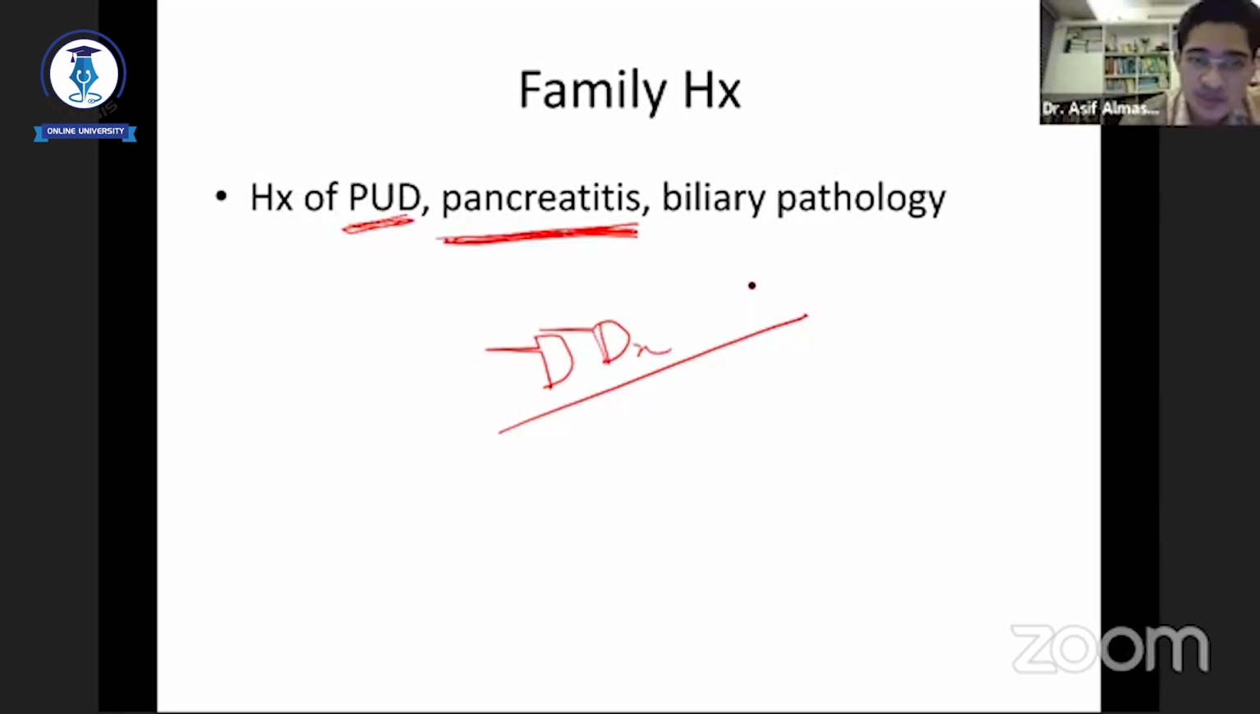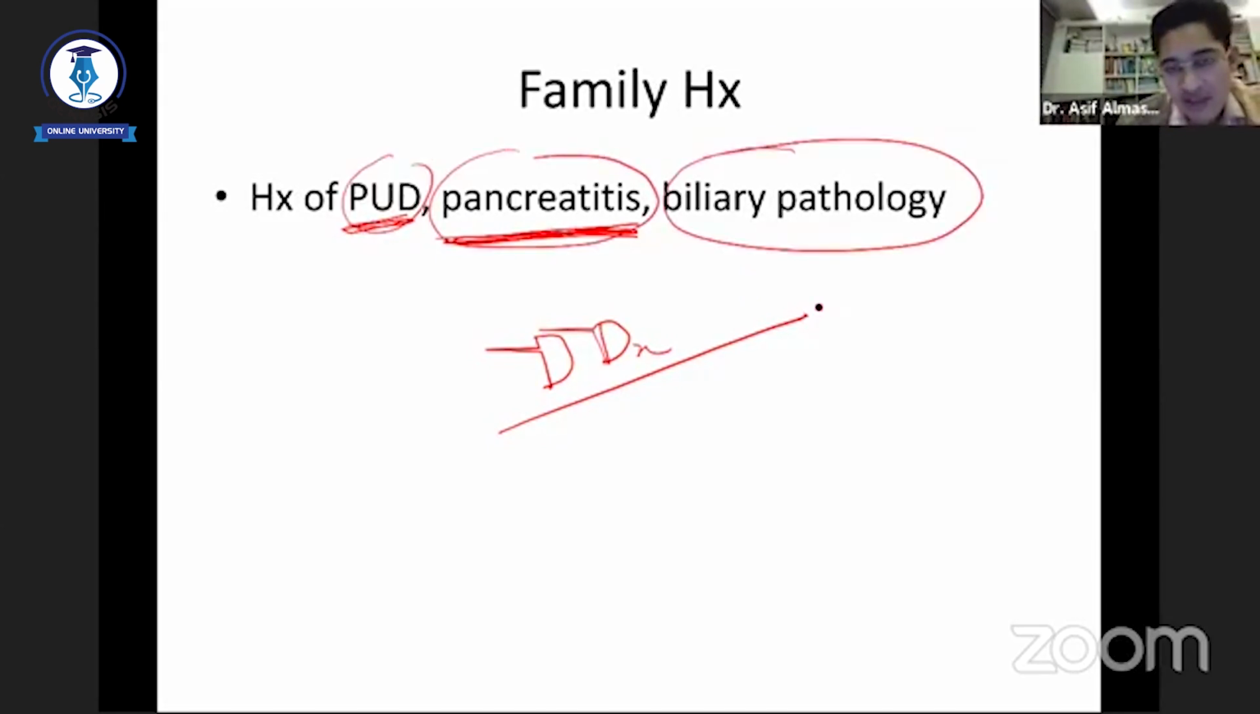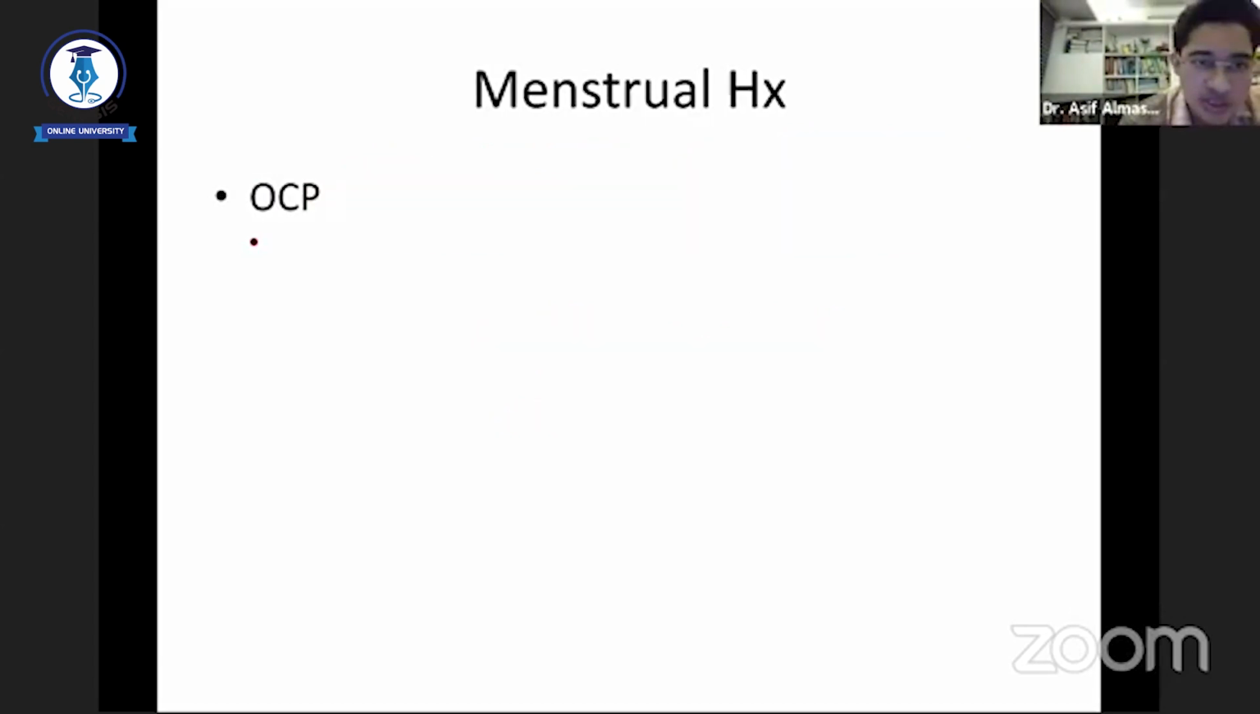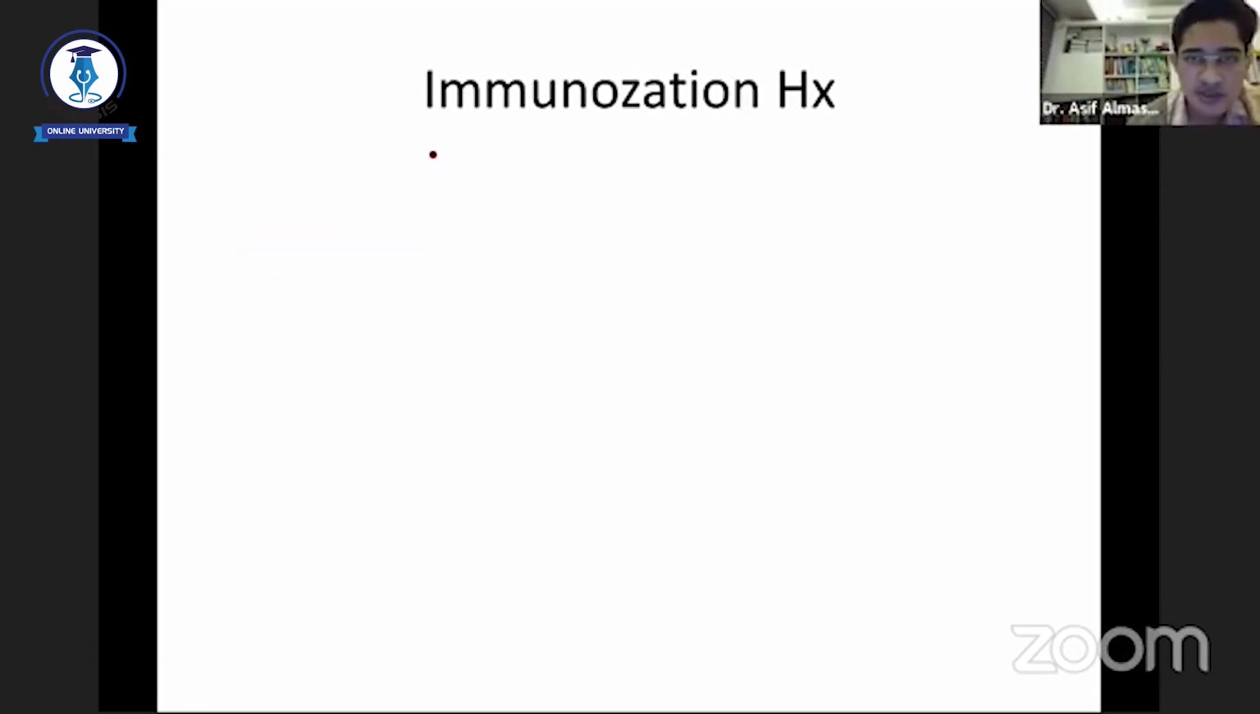As to the family history of pancreatitis, peptic ulcer disease, and biliary disease, I agree they are not always very common, and the patient may have no family history of such diseases. But if you have a positive family history, that always supports the disease. Menstrual history: take the history of whether the patient is taking any oral contraceptive pills. Immunization history may be important.